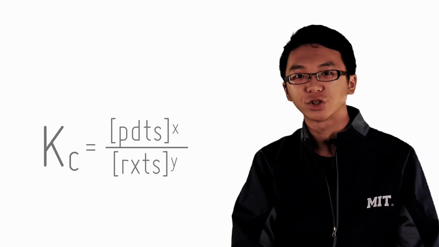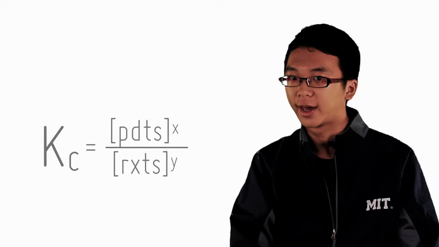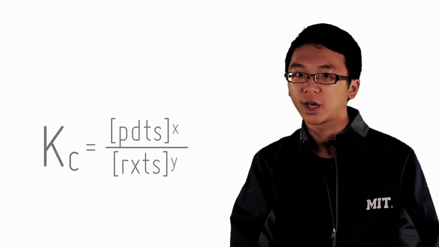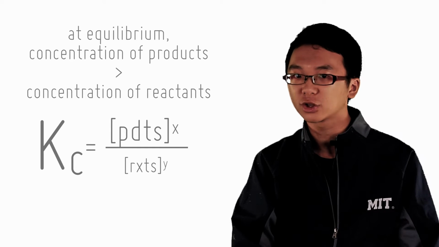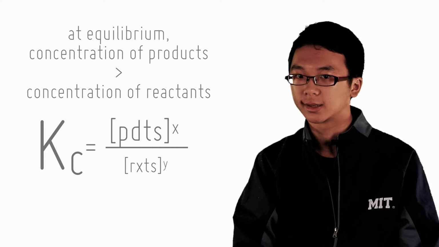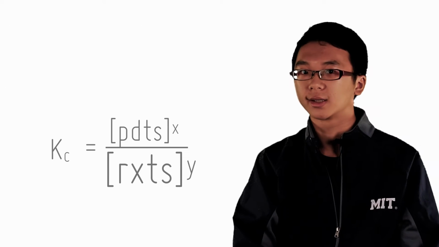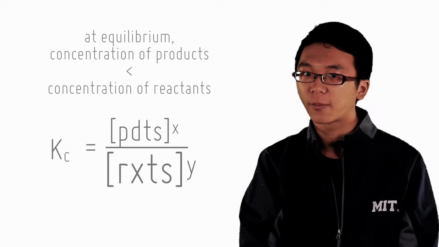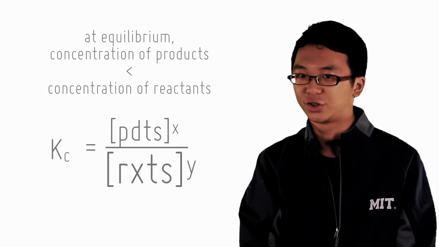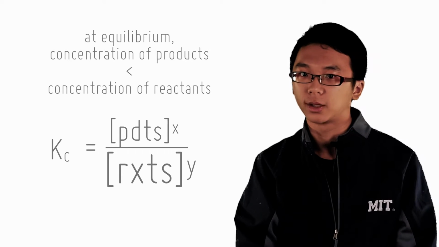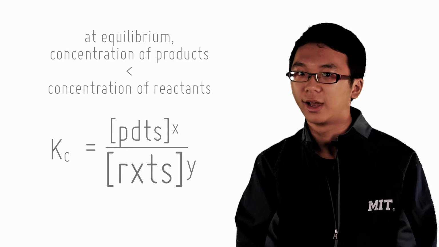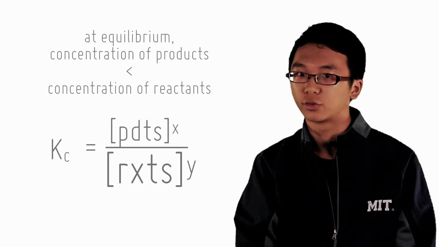If K is an expression of the concentration of products over reactants at equilibrium, a large K will tell us that at equilibrium, the concentration of products is much greater than the concentration of reactants. If K is small, it tells us that at equilibrium, the concentration of products is far lower than the concentration of reactants. From K, we can tell which way the position of the equilibrium lies, whether it lies to the left of the equation or the right of the equation.